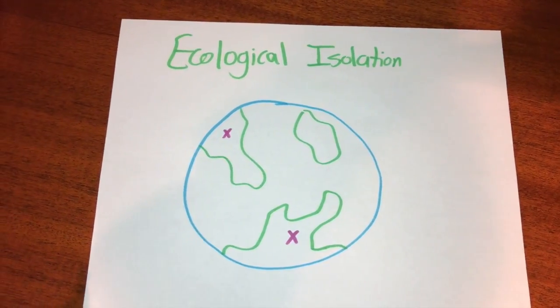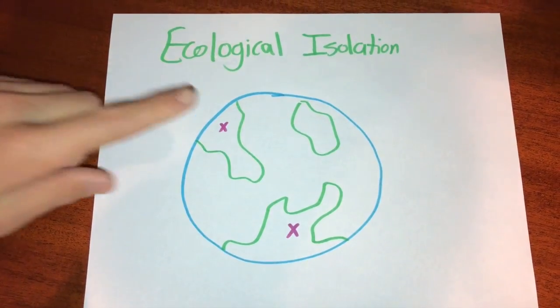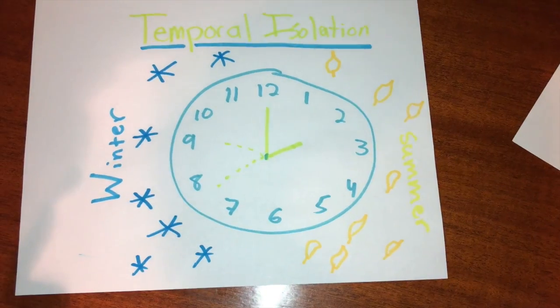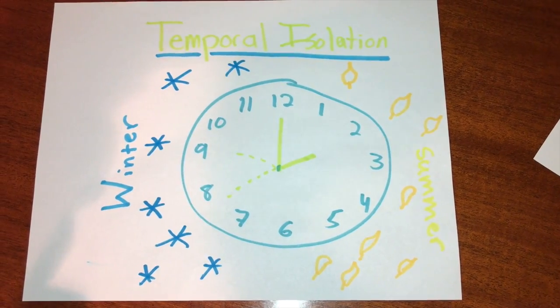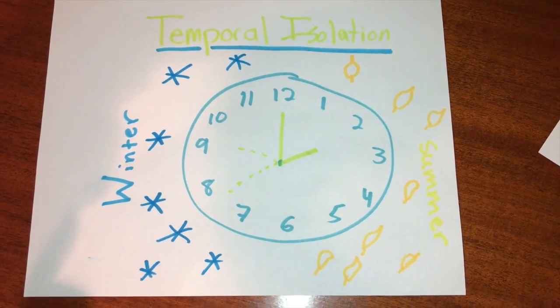Ecological isolation is when two species that could interbreed do not because they live in separate areas. Temporal isolation is when species cannot interbreed because they breed at different times of the year, such as a species breeding in winter and a species breeding in summer.